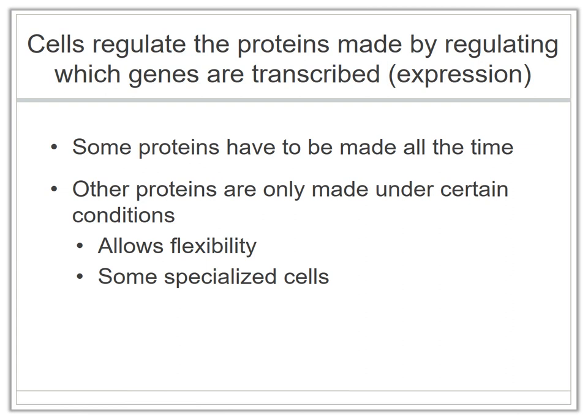And so when proteins are needed under certain conditions, this can allow flexibility in some specialized cells. So there could be certain cells that are going to make those particular proteins. Instead of having all cells make them, a certain cell can make them and then move them around the multicellular organism.